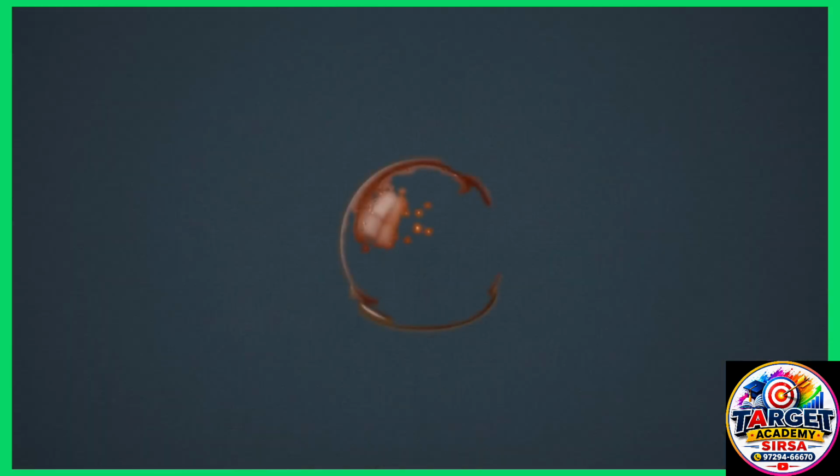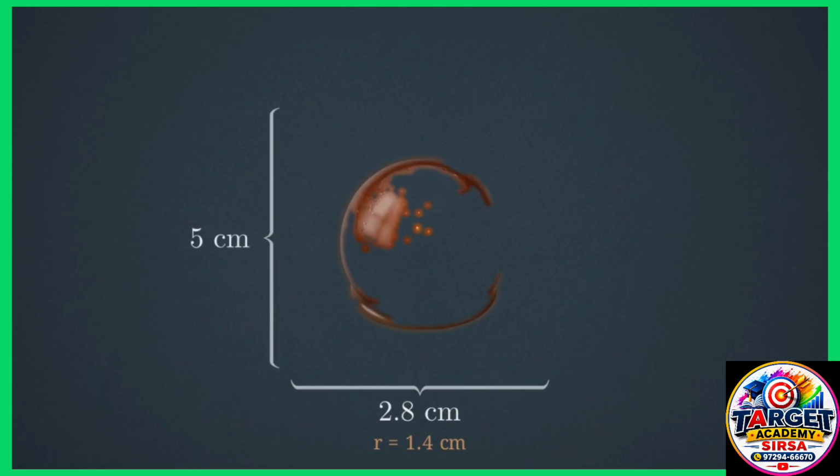Since the diameter is 2.8, the radius is 1.4. That means each hemispherical end takes up 1.4 centimeters of the total length. We subtract both of those from 5, leaving a cylinder height of 2.2 centimeters.